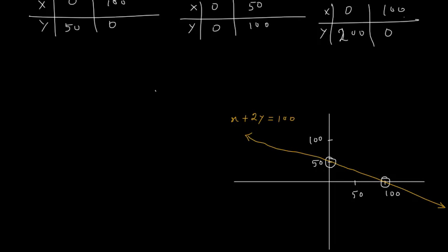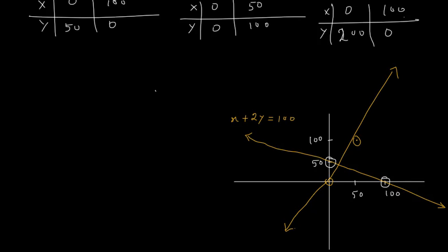Now 2x minus y 0, so 0 comma 0 and 50 comma 100. So 50 comma 100 is this point. So I will join this 0 0, and so I will get a line like this. It will go something like this.